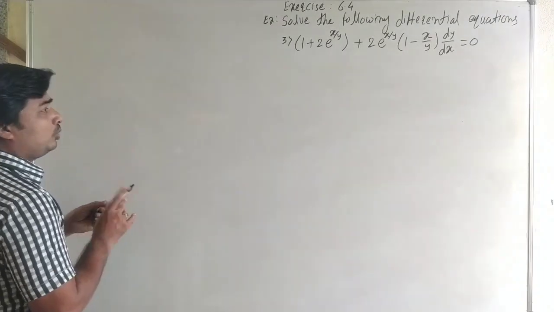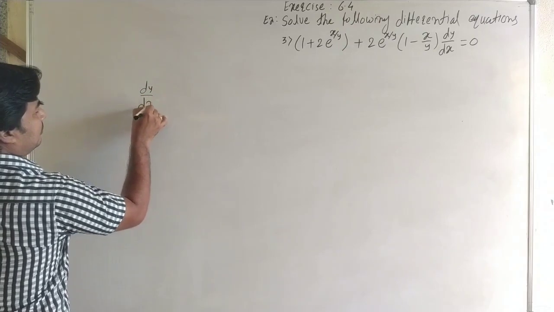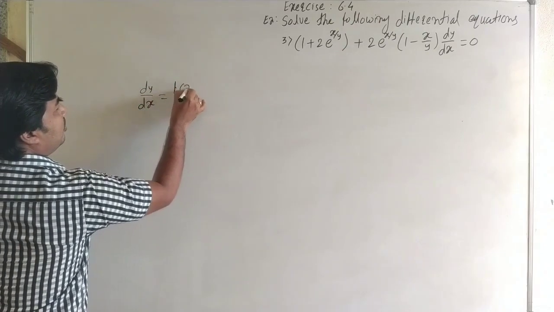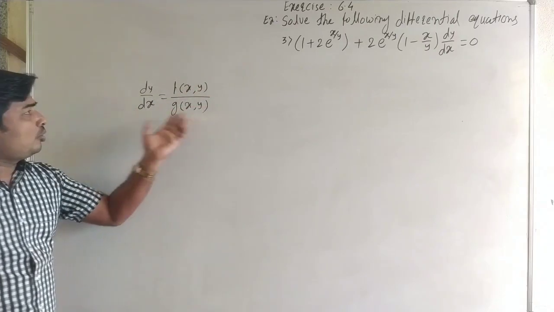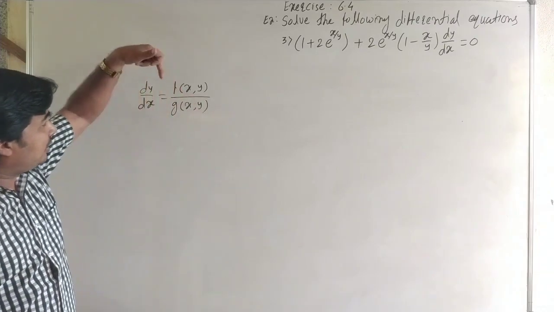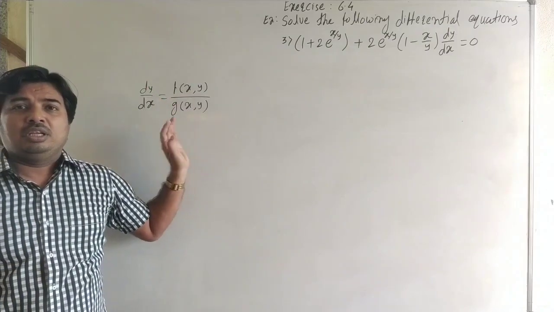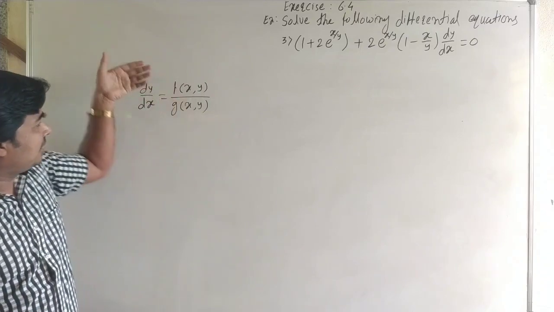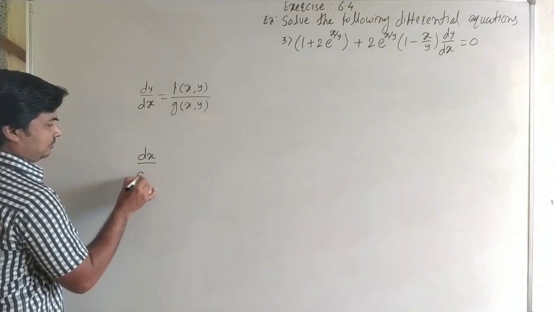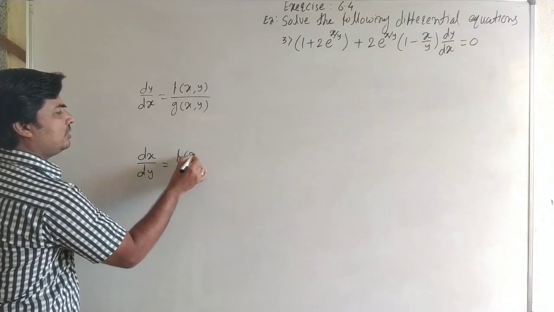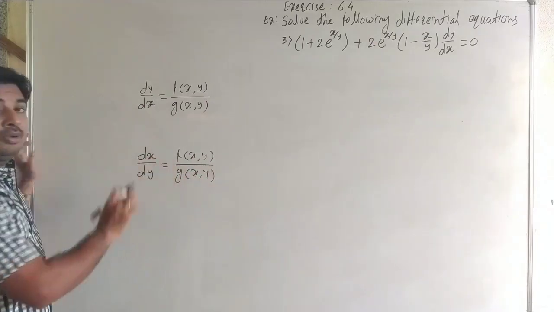Here is the form of the homogeneous differential equation, see carefully: dy by dx is equal to f of x comma y upon g of x comma y, where f and g are homogeneous functions in x and y of the same degree. Or we can write dx by dy. Again here f of x comma y is any function and g of x comma y is any function. Both are homogeneous functions of the same degree.